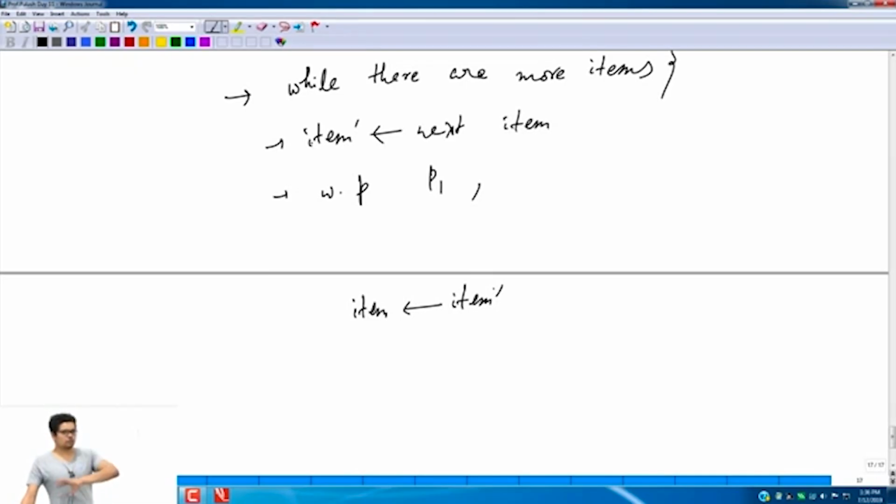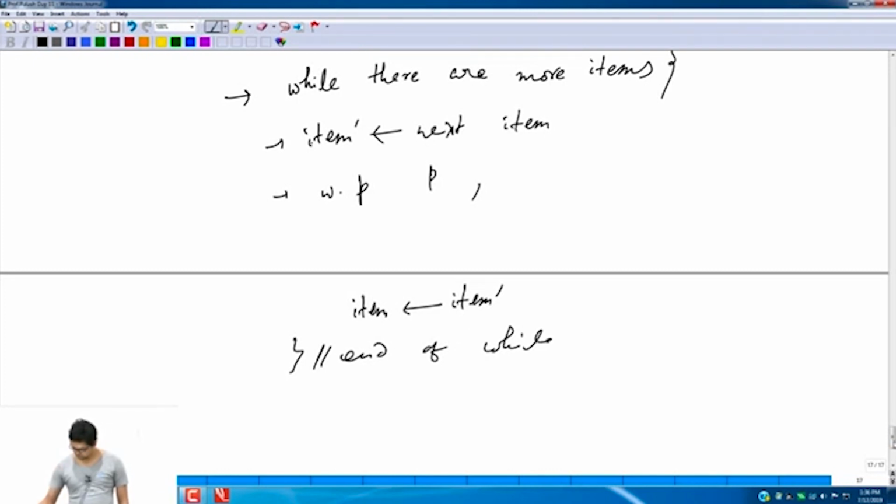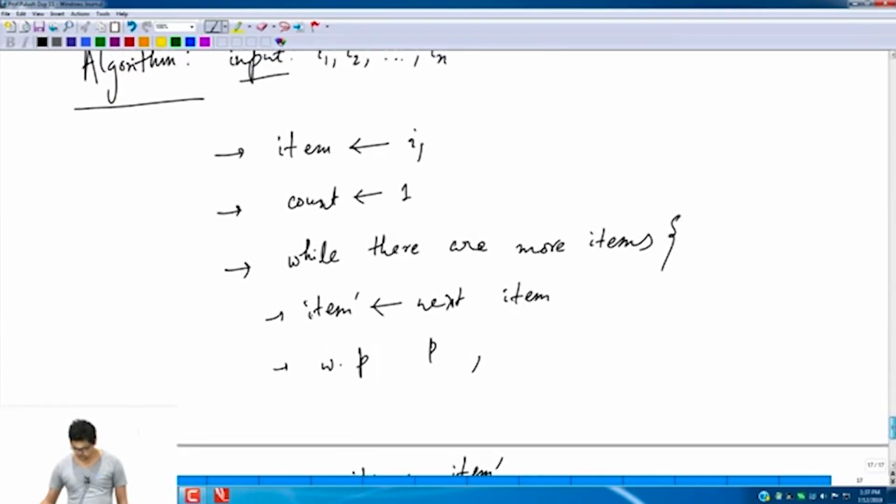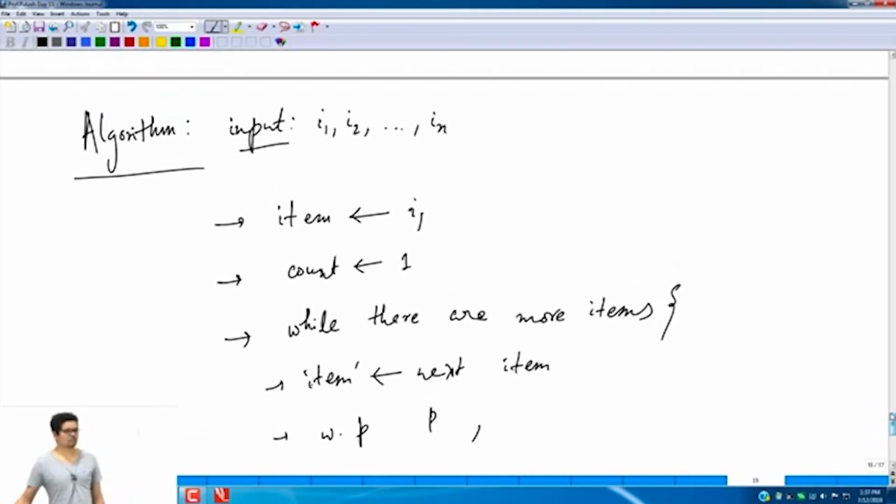So at the end of the algorithm we are going to output whatever is stored in the variable item. So you override the existing item with the current item with some probability P, and that's it. This is the end of while. And here you just return item. So is the algorithm clear? Let me explain the functioning of the algorithm.